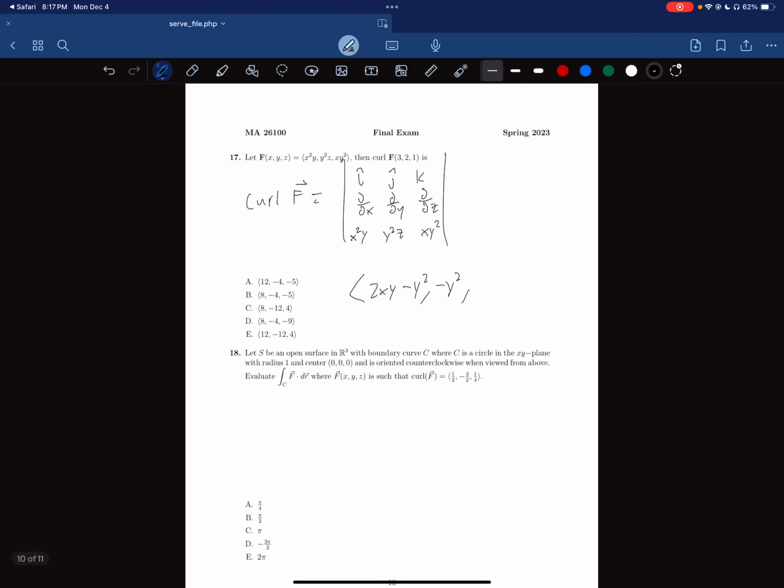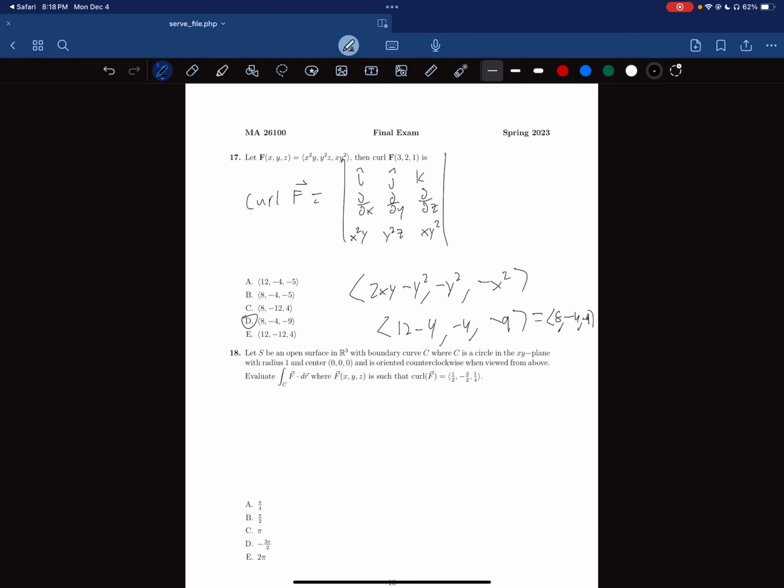Del x of y squared z is 0, minus x squared, so we're just minus x squared here. And we just need to plug in our numbers, and hopefully we're golden here. So we're going to get 2 times 3 times 2 is 12 minus 4. Oh, okay. Negative 4. And of course, negative 9. That is just equal to 8, negative 4, negative 9. And that looks like it is D here. Hopefully we did that right.